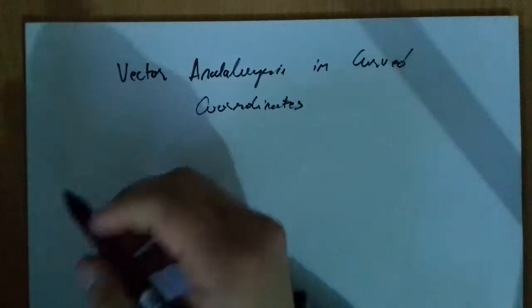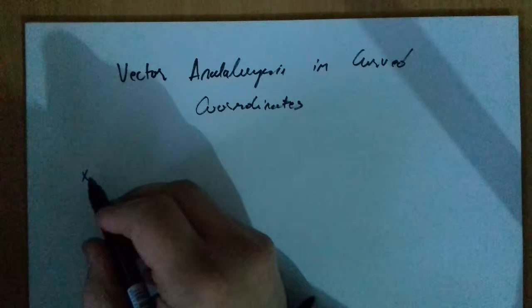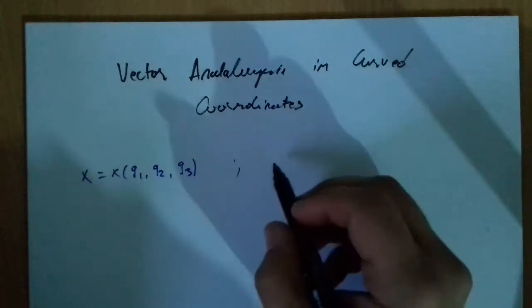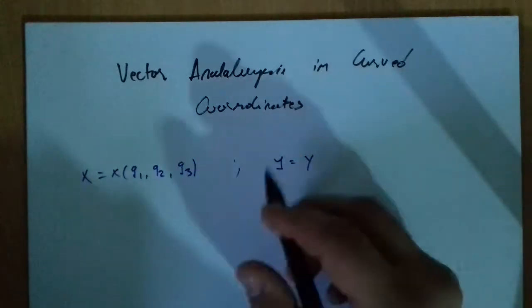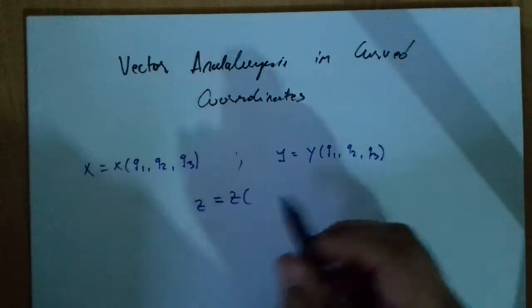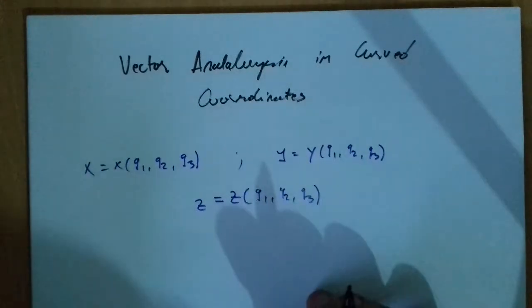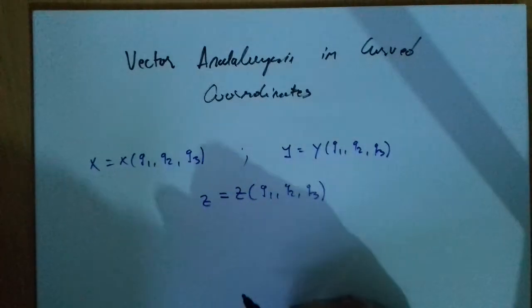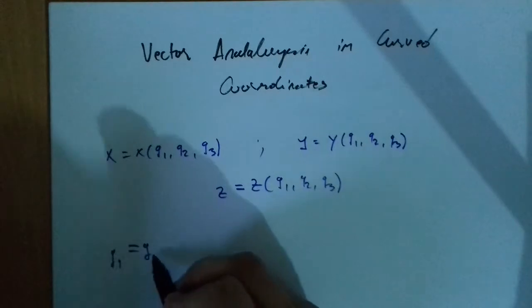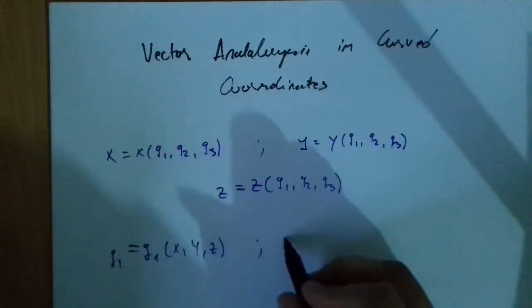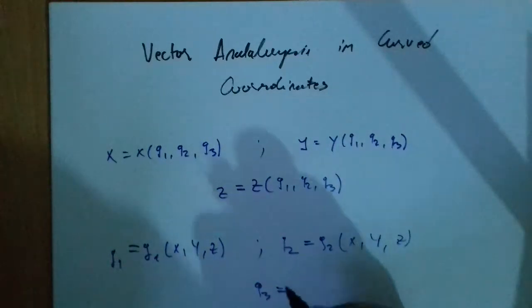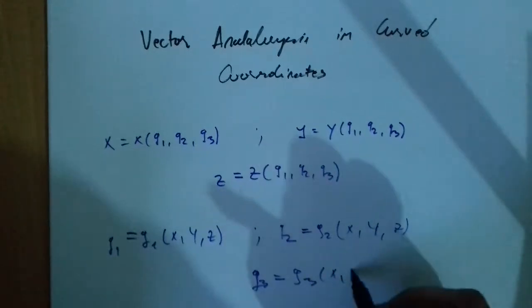So let's suppose that we have a function x, which is also a function of q1, q2, q3. Then y, which is a function of q1, q2, q3, and z, which is a function of q1, q2, and q3. And let's suppose that we have the inverse functions like q1, which is a function of x, y, z, q2, which is a function of x, y, z, and q3, which is a function of x, y, and z.